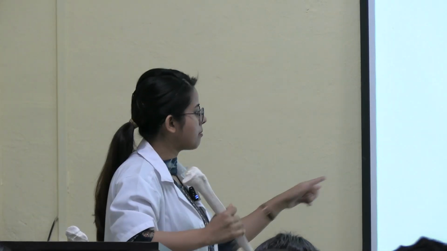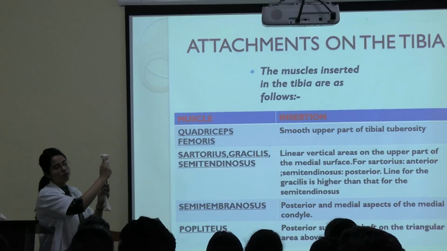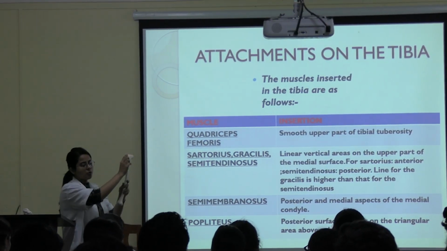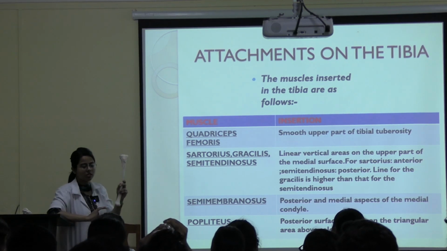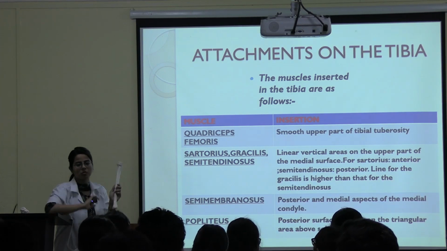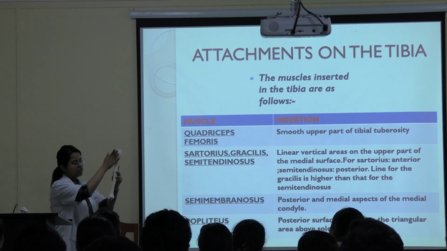Clear? Semimembranosus, I already told about semimembranosus. Medial condyle, posterior surface will have a groove for semimembranosus. Clear? These 2 muscles. In the smooth upper part, quadriceps femoris. In the medial condyle, posterior surface, groove for semimembranosus. Clear these 2 muscles? Then let us move to the medial surface.